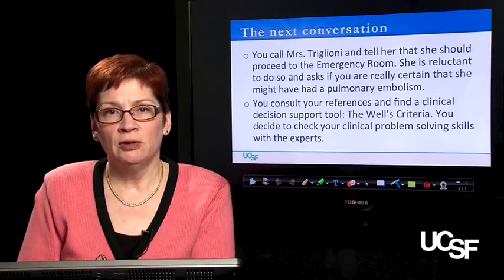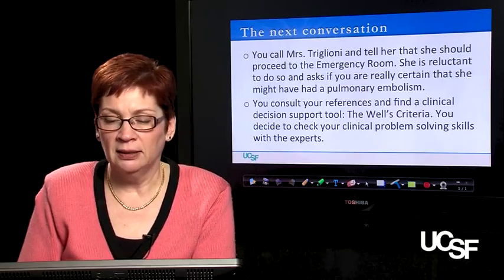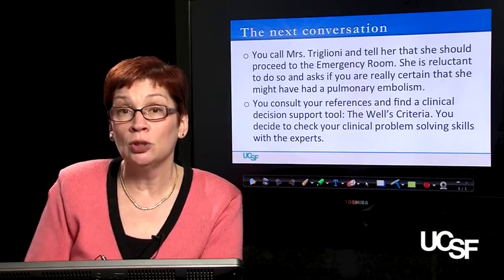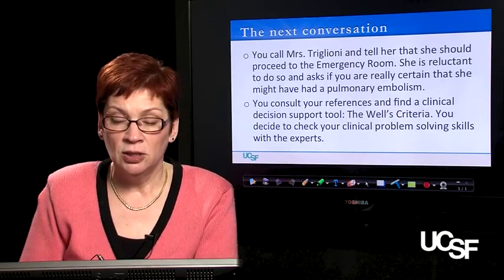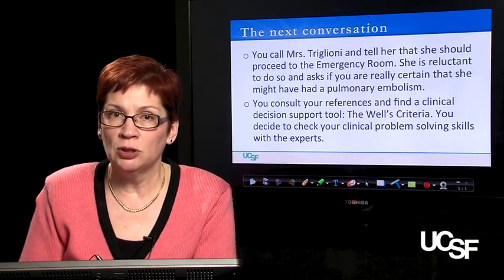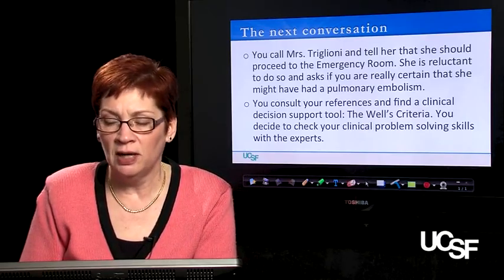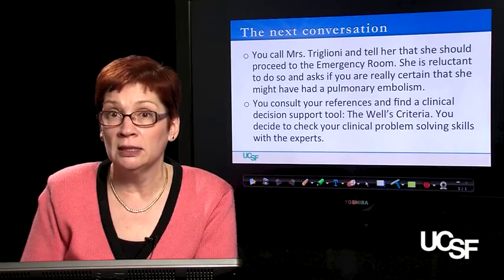So the next conversation you have is you call Mrs. Triglioni back after thinking and tell her you really think she should go to the emergency room because you're concerned she could have had a pulmonary embolus. She's pretty reluctant to do so because it's such a chore to get back to the emergency room, and asks you how certain you are that she might have had a pulmonary embolus. Is this something you really need to be concerned about?